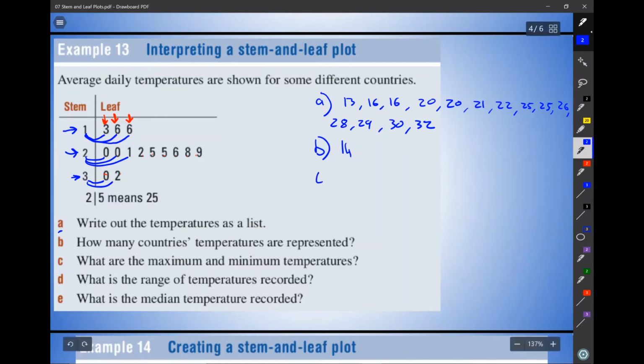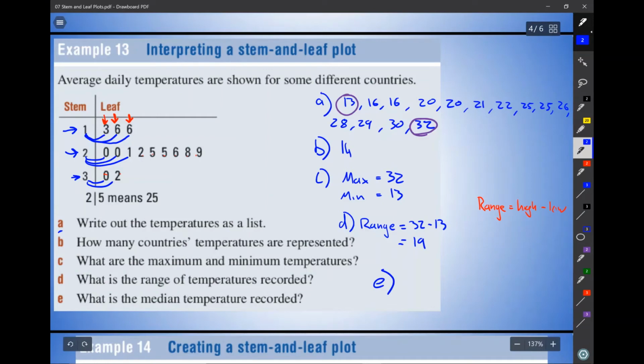The maximum and minimum temperatures, that's easy to find. We just have the maximum here and the minimum here because we just wrote our list in order. Now the range of temperatures, hopefully you guys remember this, range equals high score minus low score. So it's going to be our maximum score minus our minimum score, which is 19.